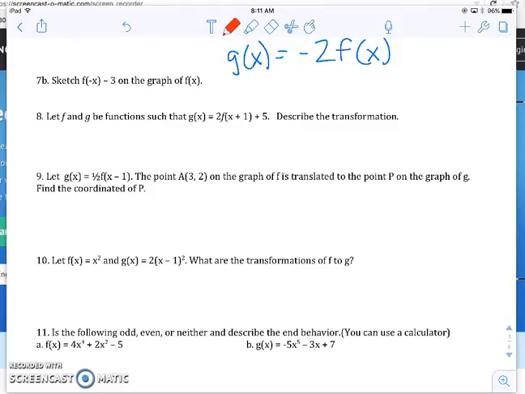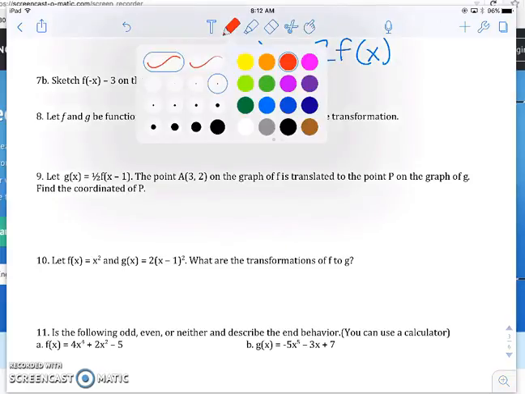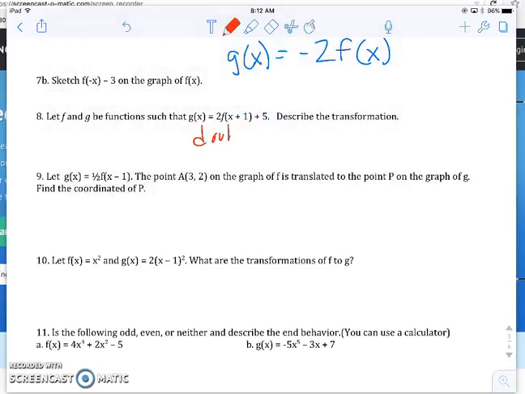So this one is separate from the rest. We're asked to describe the transformations. So 2, so double y, plus 1 left 1, and up 5. So we're just describing the transformation there.